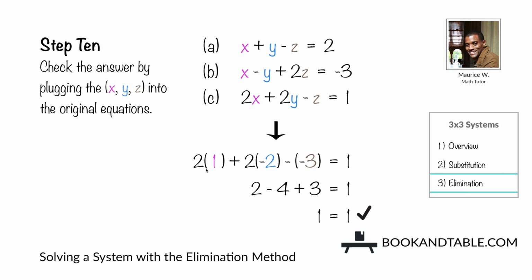And equation C, we get 2 times 1, which is positive 2, plus 2 times negative 2, which is negative 4, minus negative 3 is positive 3. 2 minus 4 is equal to negative 2. Negative 2 plus 3 is positive 1, giving us the true statement 1 is equal to 1. And since we wound up with 3 true statements, that confirms that the solution to the system is the point where x is 1, y is negative 2, and z is equal to negative 3.